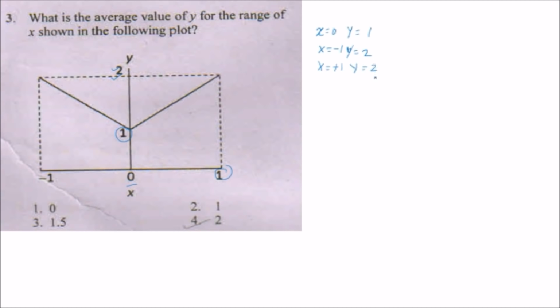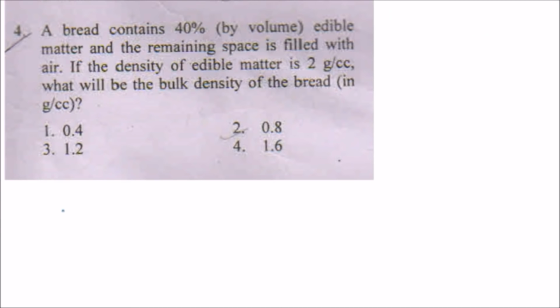So the total number of y values here is 5, and we have to take out the average value, and we know that average value means the total of y by the number of times we are taking it. So the answer is 1.6, which is very close to 1.5. So the answer should be number 3. Move to the next question.